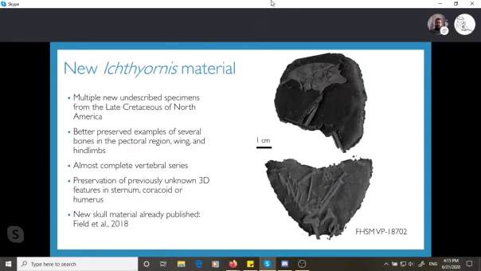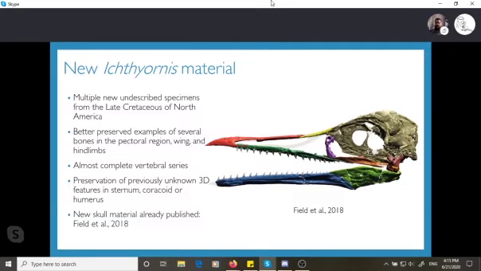The new specimens include better preserved examples of several elements, new 3D features that weren't previously preserved, or for example, an almost complete vertebral series. I've been working mostly with the postcranial material, but the skull material has been already published. Here you can see a composite of some of the skull material from these specimens published by my supervisor and his team in 2018.